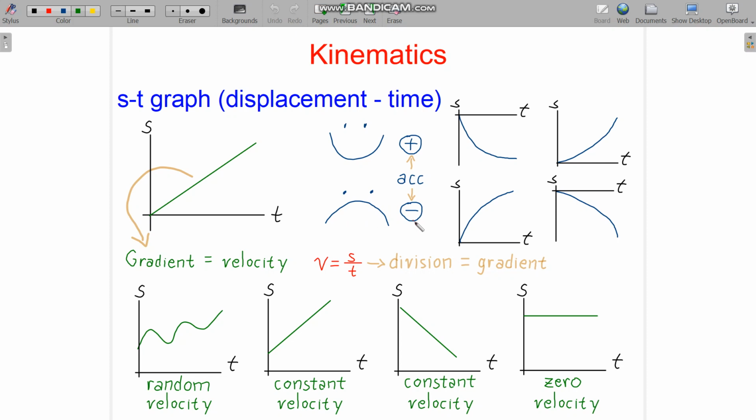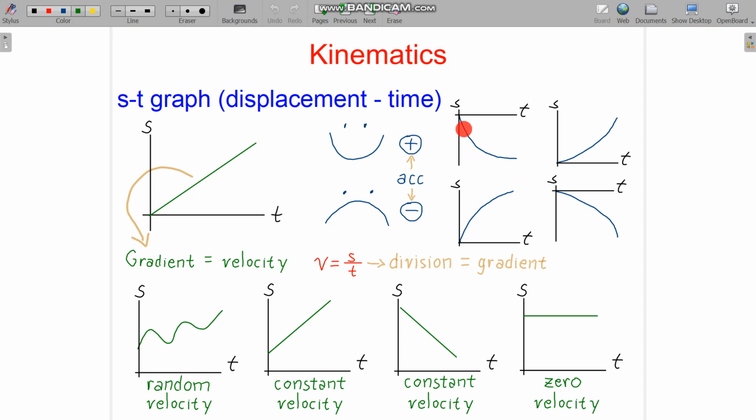Well, actually the acceleration is positive, acceleration is negative. Okay, acceleration or deceleration, it depends on the velocity. So here we have part of a smiley face. This is positive acceleration because, remember, gradient means velocity, and as you can see the gradient is bigger in magnitude.